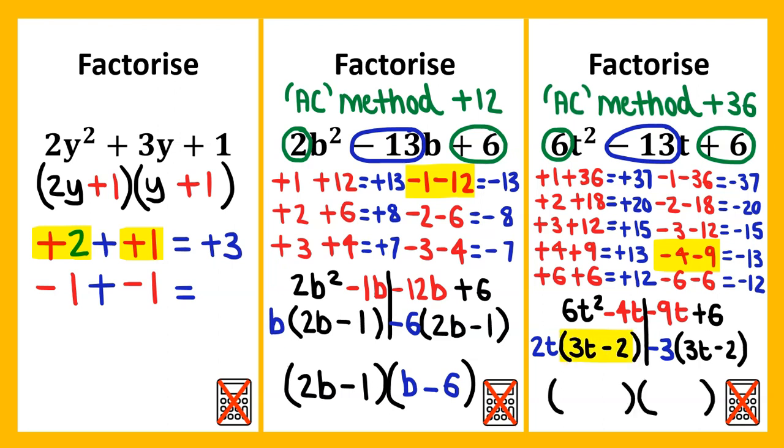Finally, my factorised double brackets would be made up of 3t take away 2, and then the factors outside the single brackets, which are 2t minus 3.